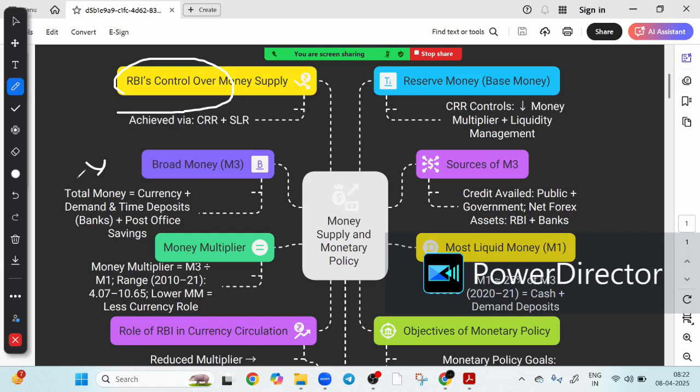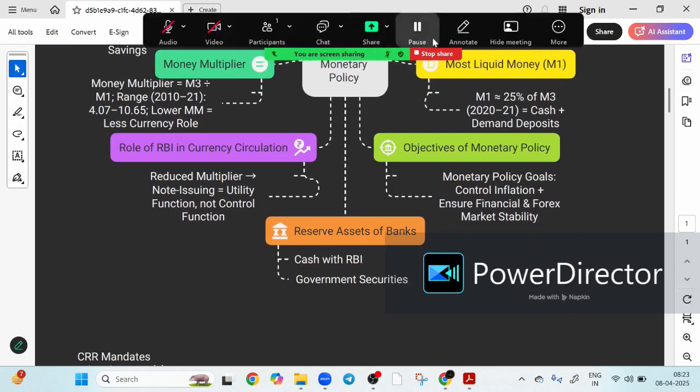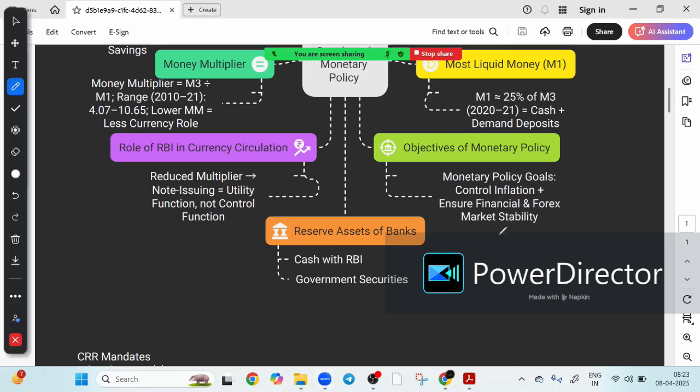Now finally, what is the ultimate goal of all this? Whatever we have done just now, money supply and monetary policy, what is the ultimate goal? The ultimate goal is to control inflation, and to ensure financial stability and forex market stability. So that is the point.